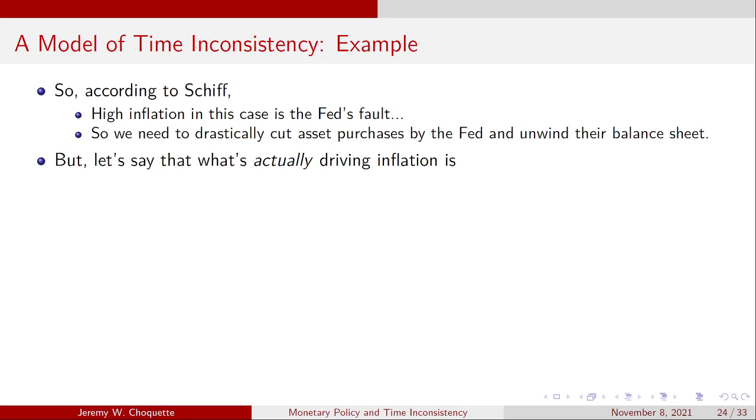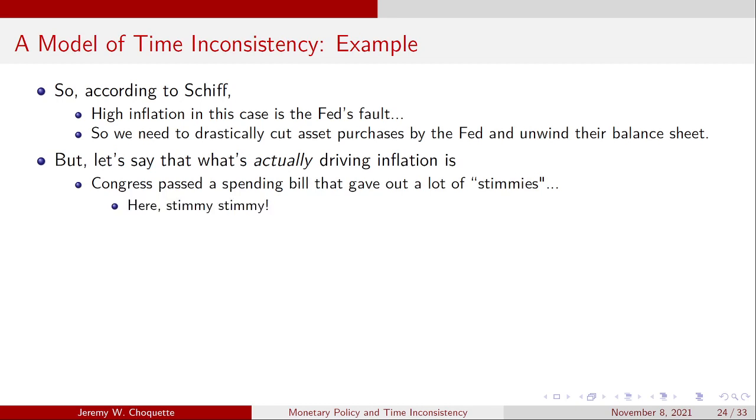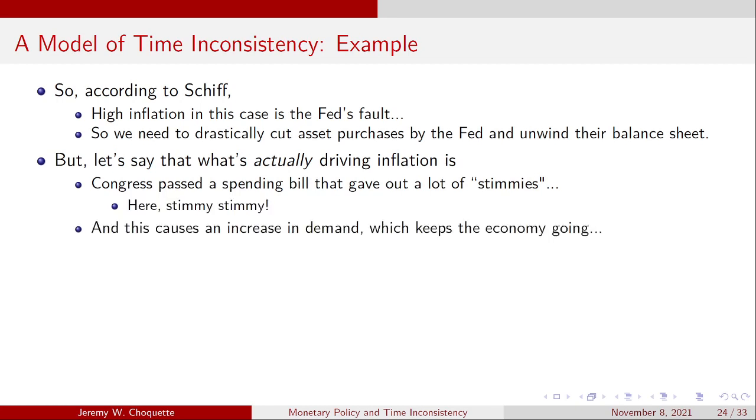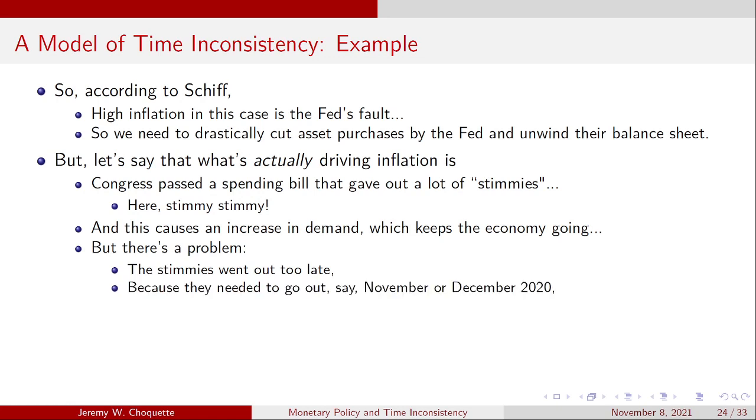But let's say, just for a minute, that what's actually driving inflation is maybe Congress passed a spending bill that gave out a lot of stimmies. And this causes an increase in demand, which keeps the economy going. But the problem is the stimmies went out a little too late. They needed to go out in say November or December of 2020. Honestly, they needed to go out even earlier than that. But they went out by like March 2021.